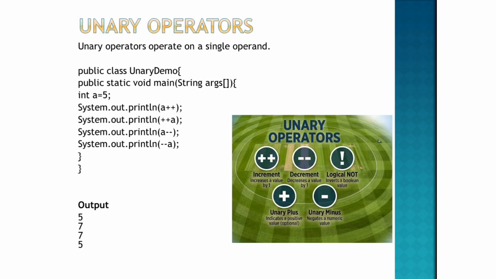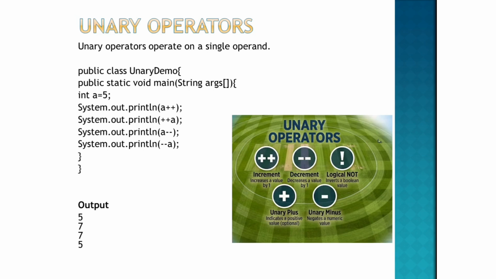Java first prints the current value, which is 5, and then increases it to 6, right? This is called post-increment. Next, ++a first increases the value to 7 and prints it. This is called pre-increment. Similarly, a-- and --a decrease the value. Understanding the difference between pre and post operators is very important because they are frequently asked in interview and exam questions.